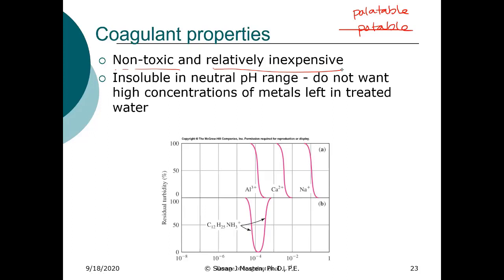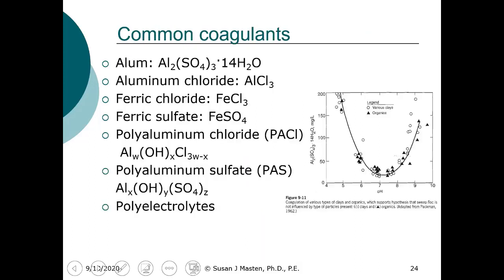We don't want high concentrations of either calcium that's going to contribute to hardness or aluminum in our treated water. Or in the case of where we add iron, we don't want high concentrations of iron in our water. You know the problem with that at MSU. And then typically we want a high charge density, and that was because of that Schulze-Hardy rule. So the aluminum is much more effective than calcium or sodium.